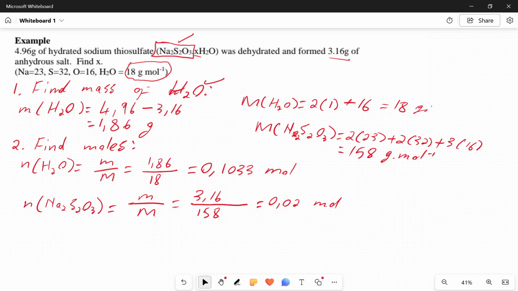Okay, once I have this now, guys, I'm gonna move on to my third step. What's going to be my third step? Let me just write it here. My third step will be to find the ratio. So my third step is to find the ratio. How do I find the ratio? I'm gonna take these two number of moles and divide both of them by the smallest number here.